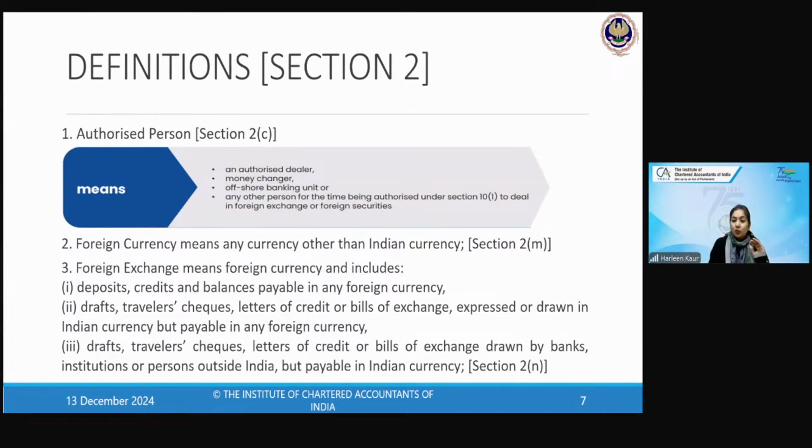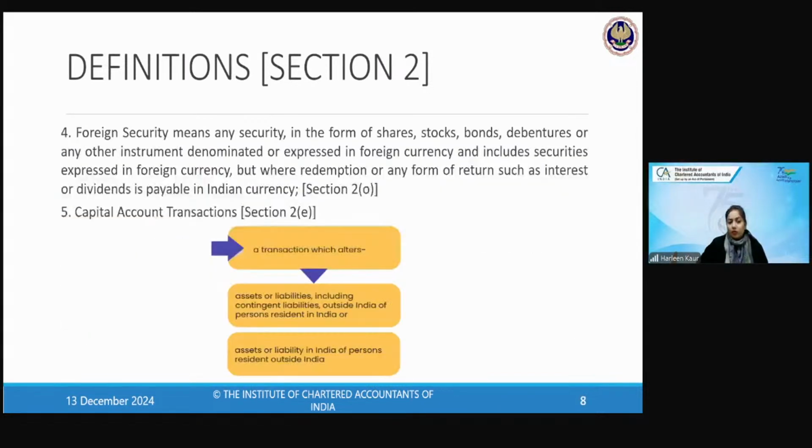So foreign exchange is involved. When you are importing goods from outside, you will have to pay rupees. So the bill will be drawn in rupees, but the payment has to be made in foreign currency. So all these kinds of payments where foreign exchange is involved, exports and imports can be the best example.